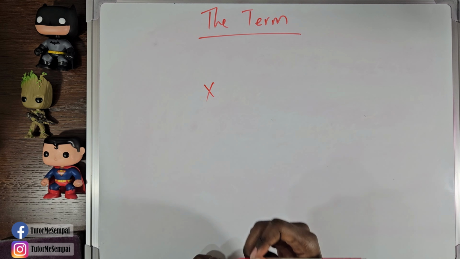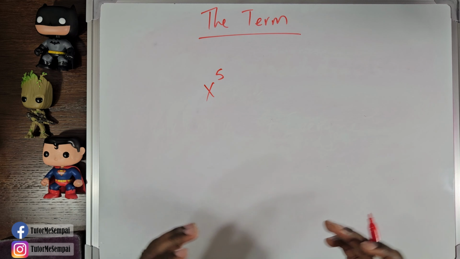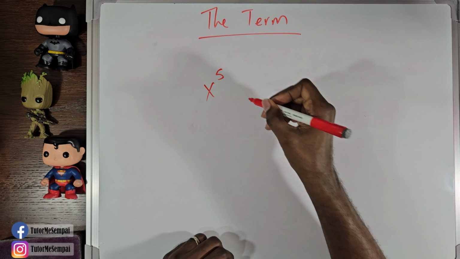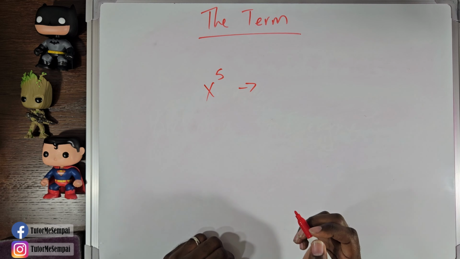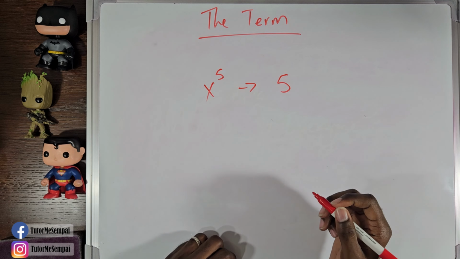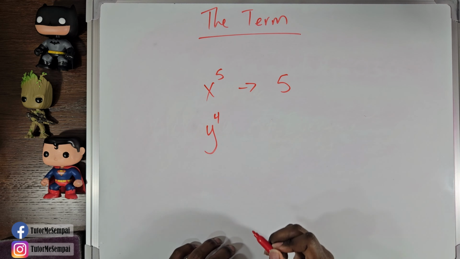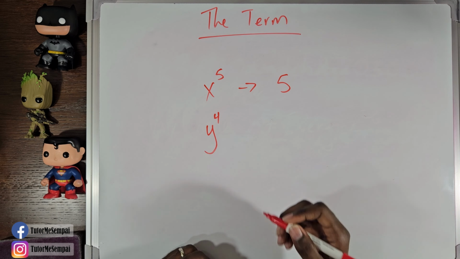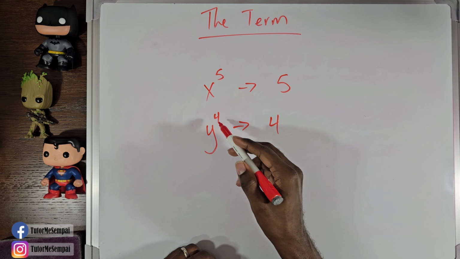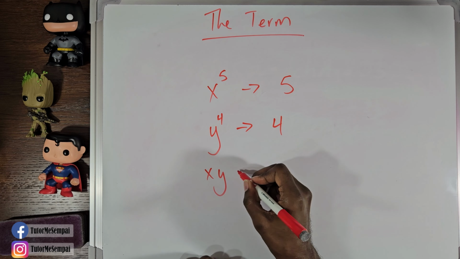Let's say I gave you x to the 5th, and I ask you to find the degree of this x to the 5th. What would you tell me? Well, the degree for x to the 5th will simply be the exponent. So you would say 5. If I asked you to find the degree of y to the 4th, what would you tell me? Well, you would most likely end up telling me that the degree is going to be 4. It's the exponent. Now, these are simple ones, but let's say we turn up a notch.